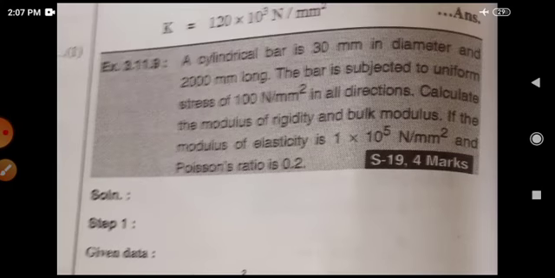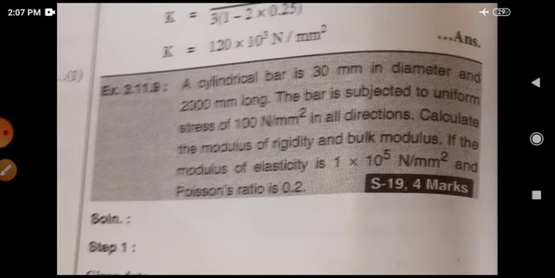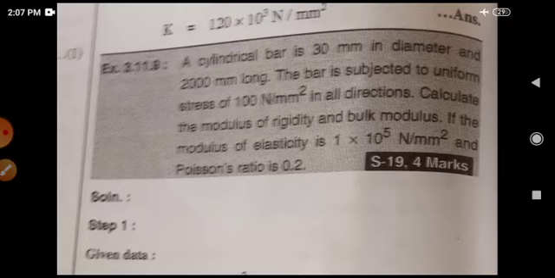Now here, a cylindrical bar is 30 millimeter in diameter and 2000 millimeter long, that means 2 meter length. The bar is subjected to a uniform stress of 100 Newton per millimeter square in all directions. Calculate the modulus of rigidity and bulk modulus if the modulus of elasticity is given, that is 1 into 10 raised to 5 Newton per meter square, and Poisson's ratio is given.